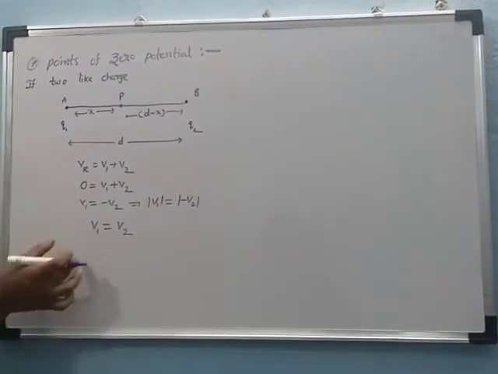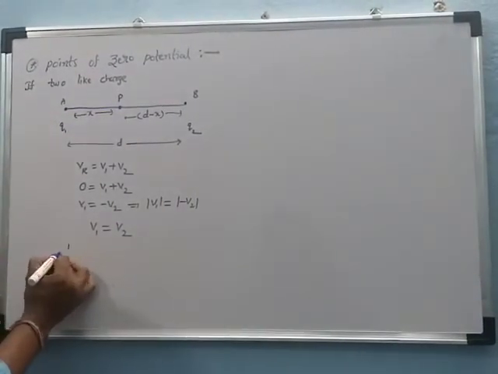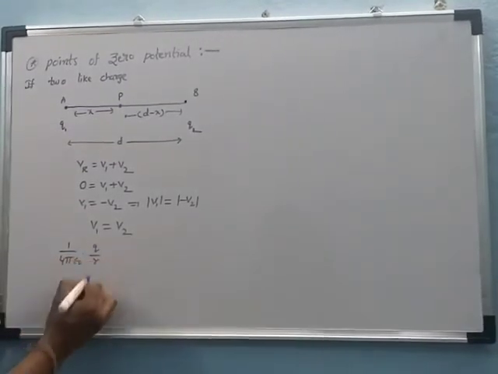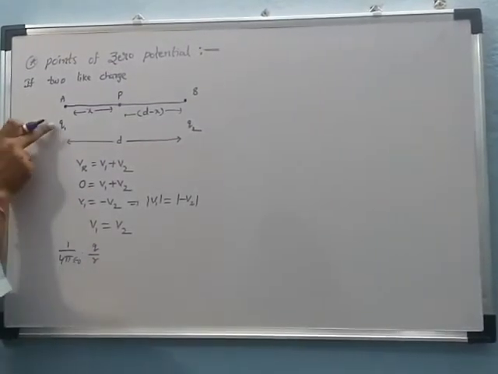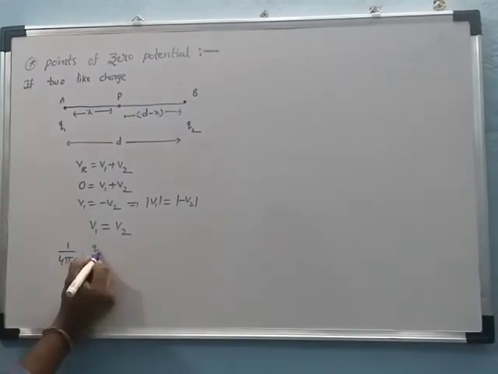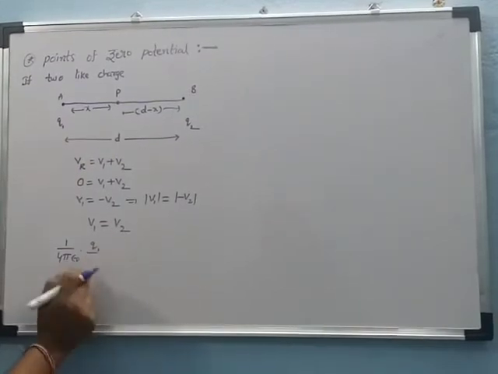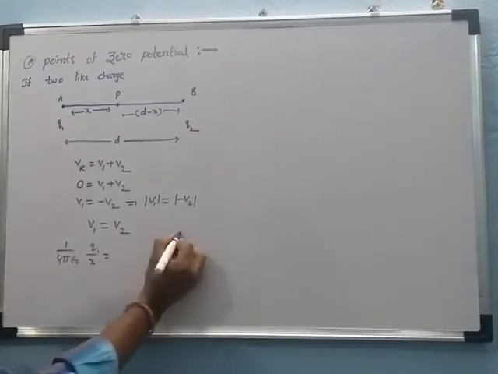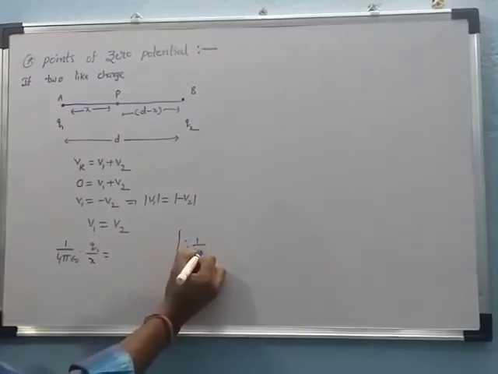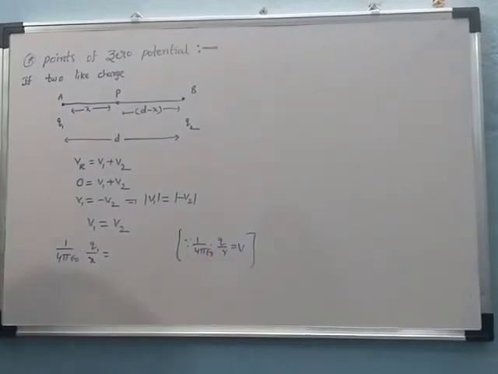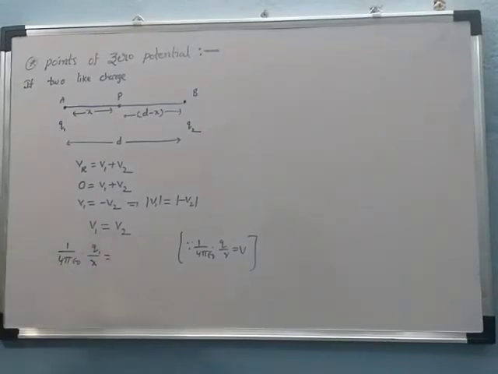We know the electric potential due to a point charge. What is the formula? 1 by 4 pi epsilon naught, Q by R. Here the charge is Q1, and the distance from A to P is x, so R is replaced by x. This is the electric potential V1. Similarly, we can write V2 also.